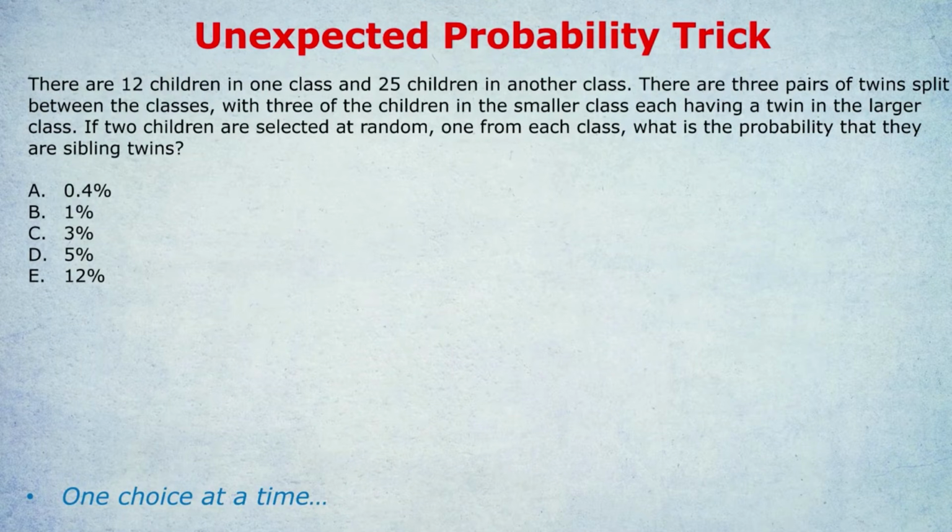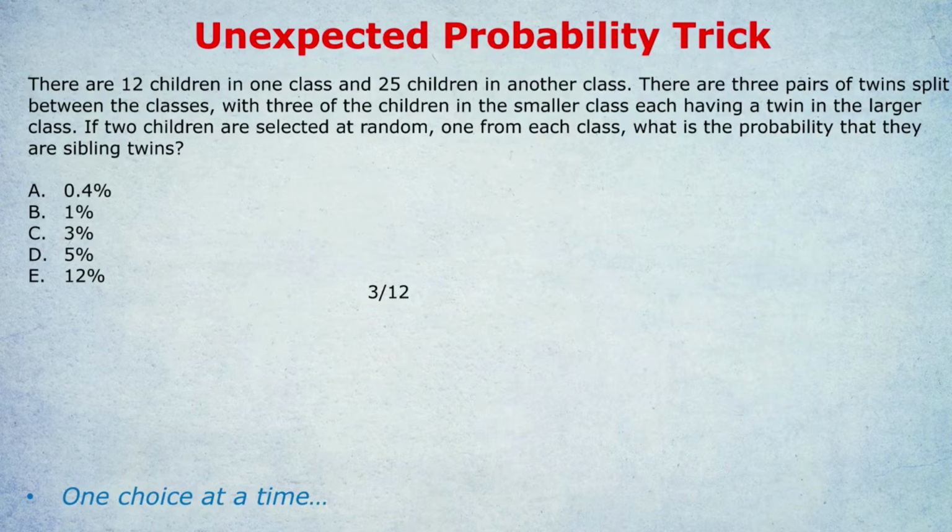Okay, so one choice at a time, as I've written down below. Let's focus on our first choice from that first class. How many of those 12 children, and we're going to pick one of them, are we allowed to pick if we're aiming for sibling twins between the 2 classes? The answer would be 3 out of 12, because we're not looking for a particular pair of twins, as that would be 1 out of 12. We're looking for any sibling twins.